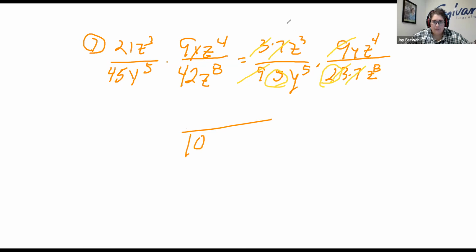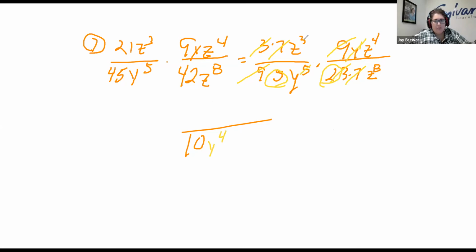And then let's look at our variables. We have a y up top, so that's y to the 1st, right? And then we have y to the 5th on the bottom. So how many y's are we going to have left in our answer? 4. Okay, so it'll be y to the 4th on the bottom, right? Because this cancels and this cancels.